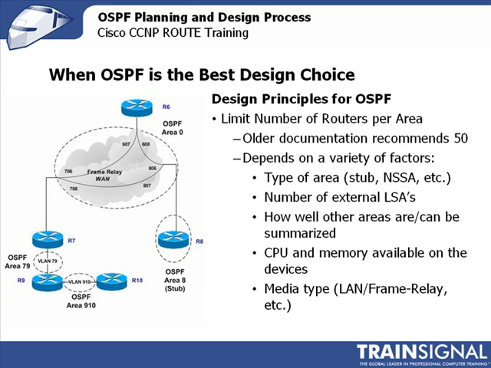How well other areas can be summarized or are summarized. The CPU and memory available on the devices. And then also the media type. Is it LAN? Is it WAN? Is it frame relay? These are all things that can be used to determine the number of routers that should be designated in a particular area.